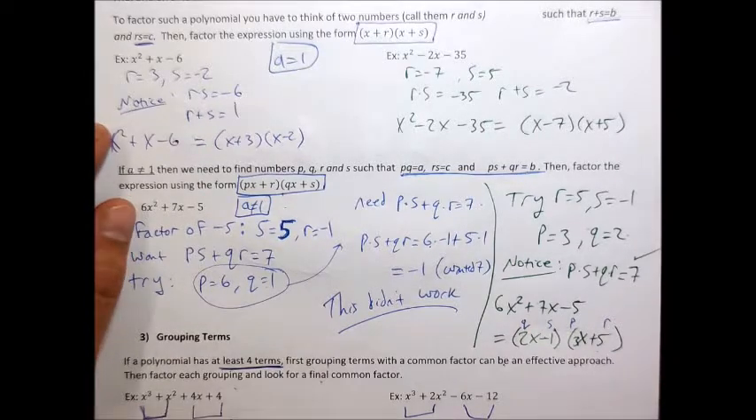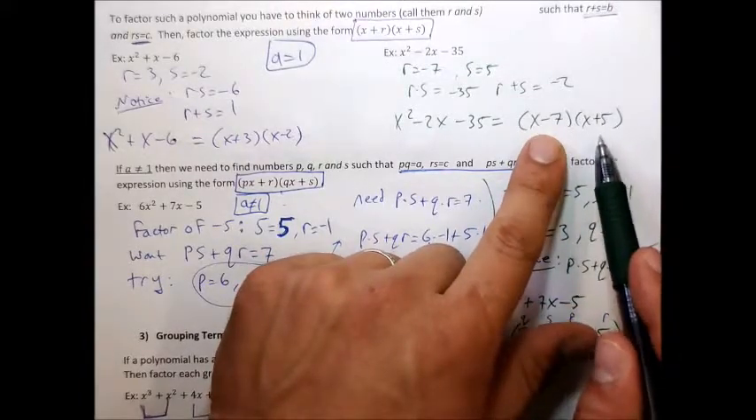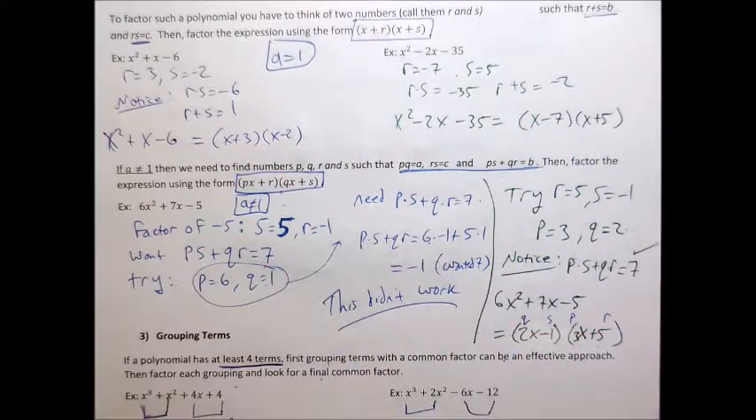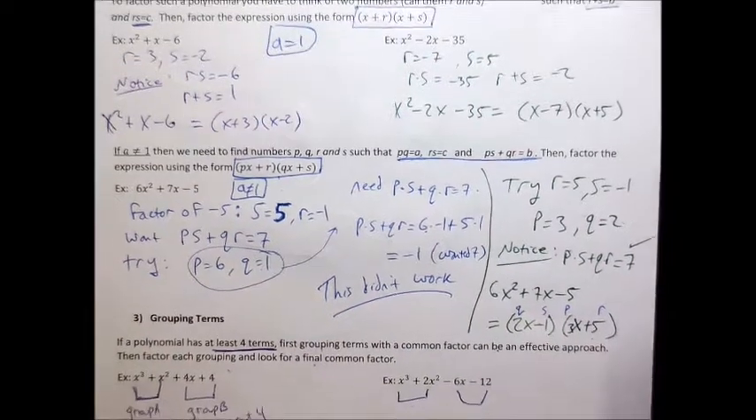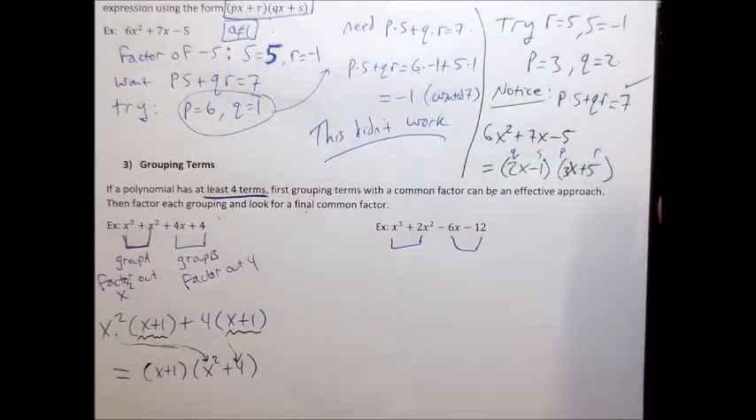Yeah, that's fine too. And we could change the order of those too, right? You could write x plus 5 times x minus 7. That's also good. Is that one all right? Okay. What about this other one?